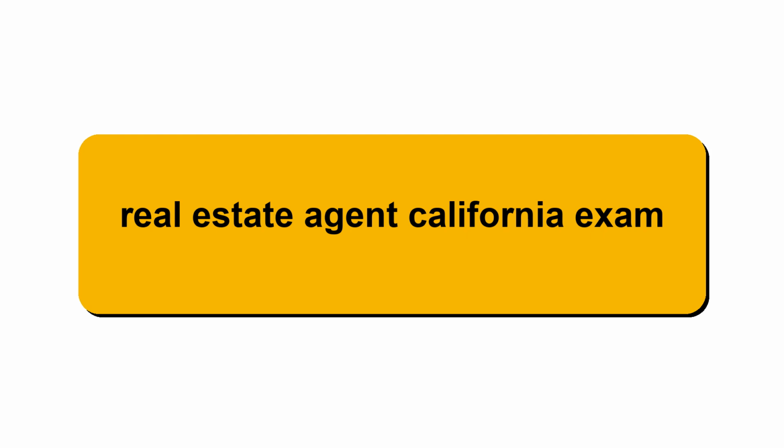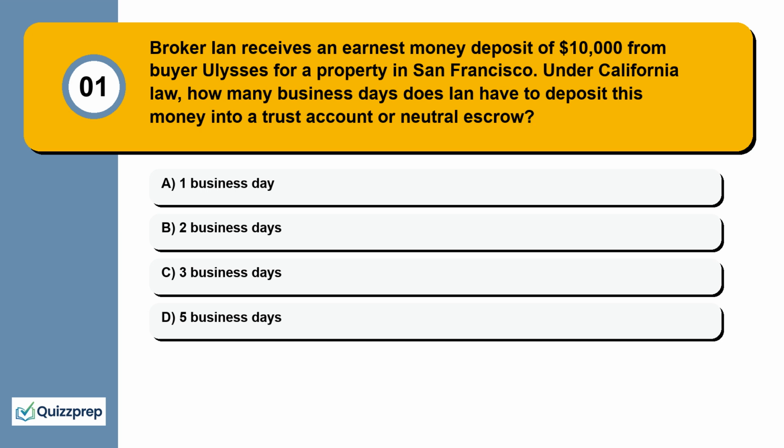Real Estate Agent California Exam. Question 1. Broker Ian receives an earnest money deposit of $10,000 from buyer Ulysses for a property in San Francisco. Under California law, how many business days does Ian have to deposit this money into a trust account or neutral escrow? 1 business day, 2 business days, 3 business days, 5 business days.